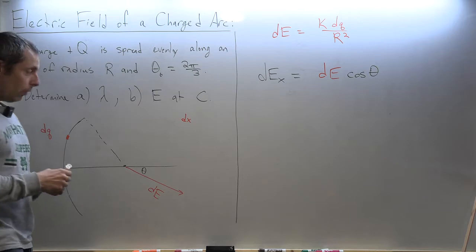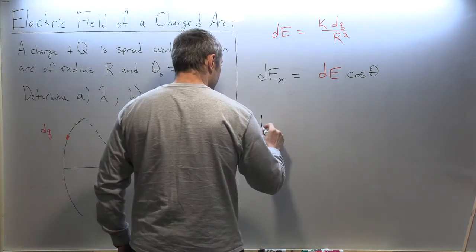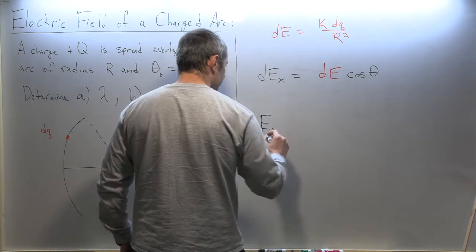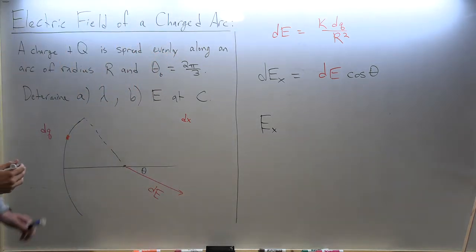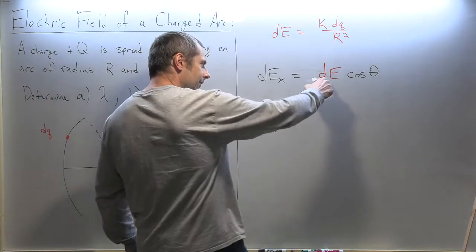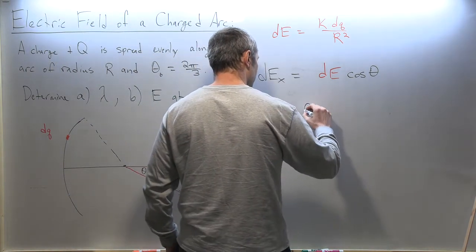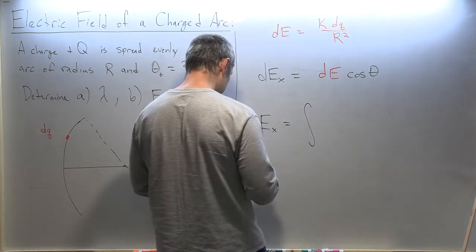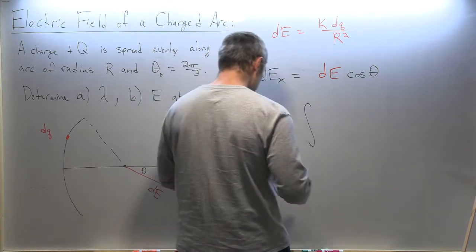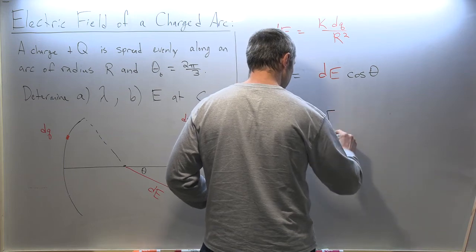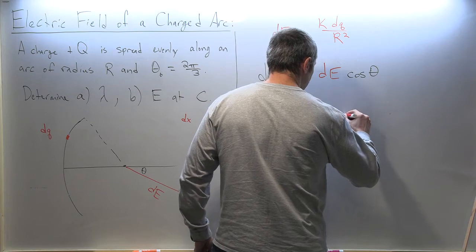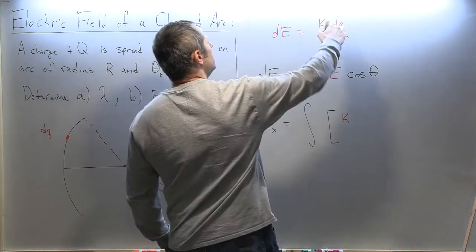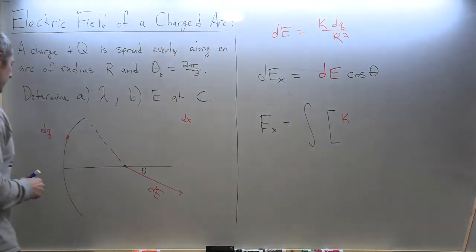Now, to find the total, we're adding up, and of course, you know the term I'm about to say. Adding up all these little bits is integration. So we're going to integrate, and I'm going to hold off on the limits just yet, dE, k. Now, the dq, I want to fill in a little bit more.